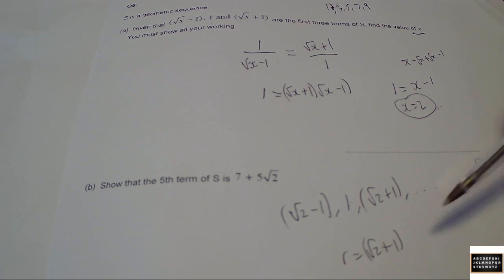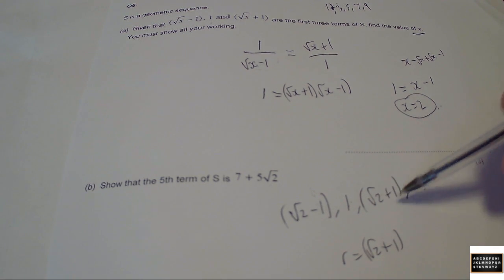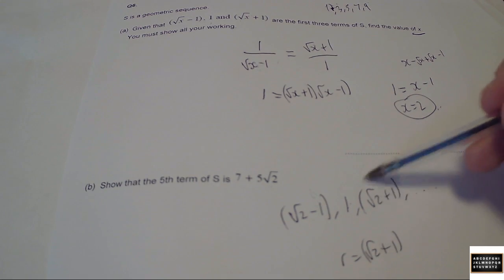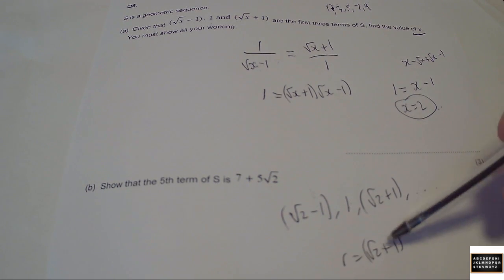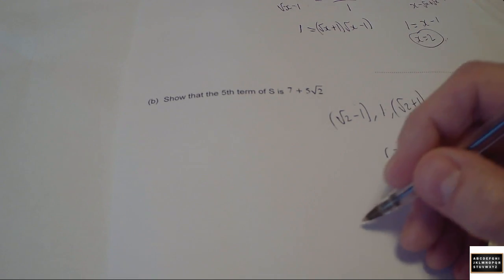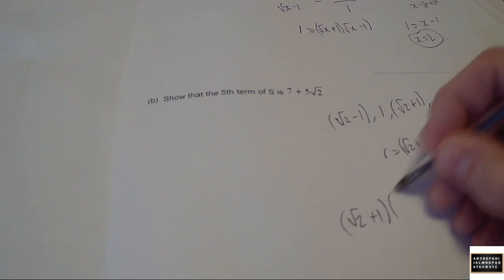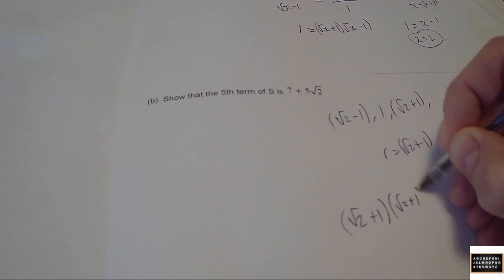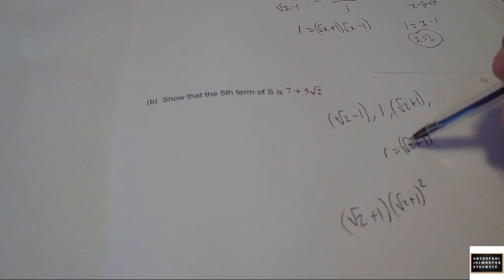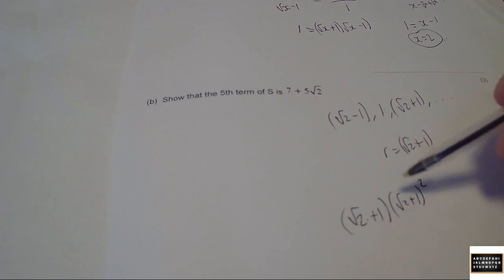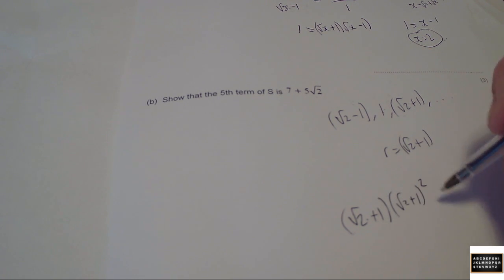Now, just like in the previous example, I'd like to take my 5th term. So this is my 3rd term. So to get to my 5th term, I've got to take this, multiply by this, and then multiply by this again. So in other words, I've got to do root 2 plus 1, which is my third term, and then multiply it by root 2 plus 1 squared. Okay, so this times this, and then times this again. So root 2 plus 1 times root 2 plus 1 times root 2 plus 1. It's root 2 plus 1 cubed, effectively.